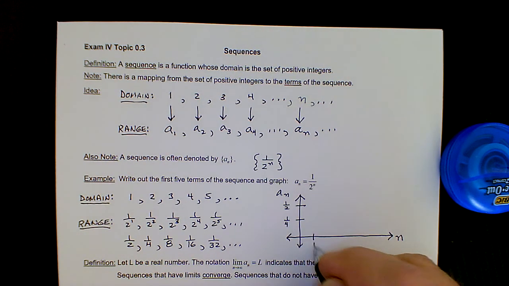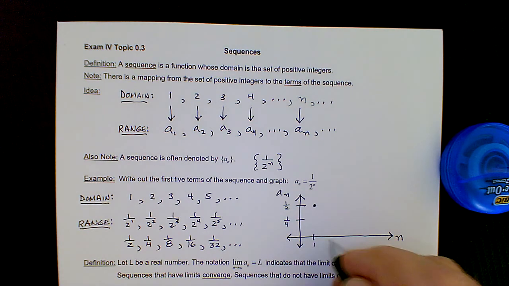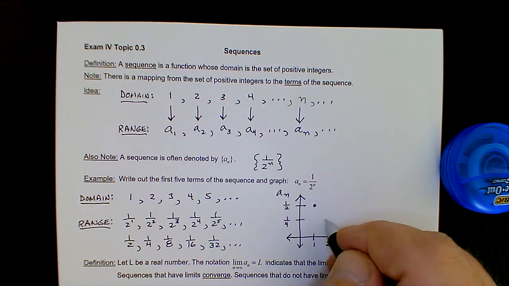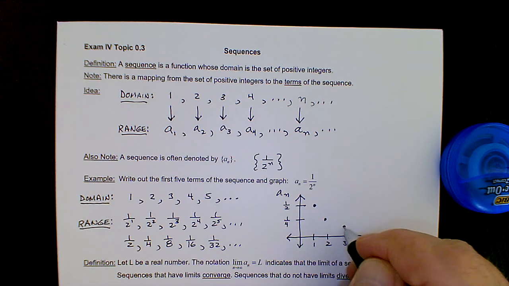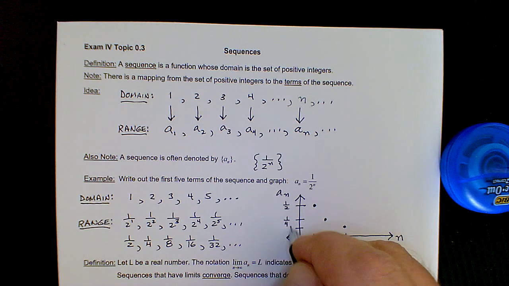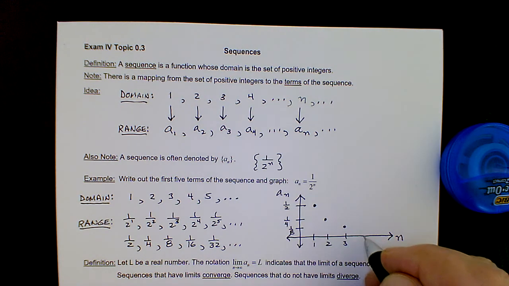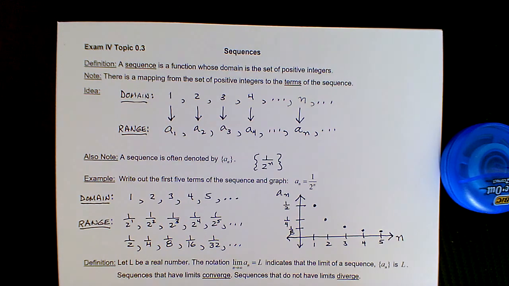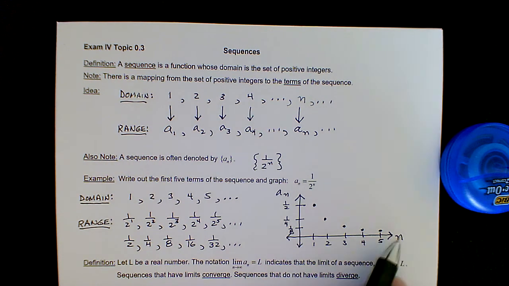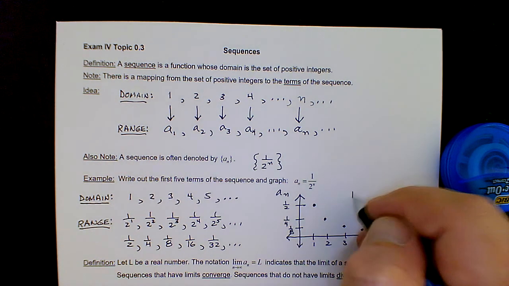When n is 1, it's 1/2. When n is 2, it's 1/4. When n is 3, it's 1/8. When n is 4, it's 1/16. When n is 5, it's 1/32, and so on. That's what a sequence is. This is discrete in nature.